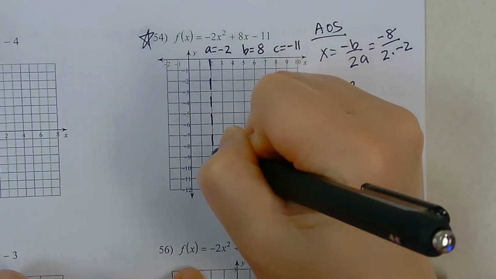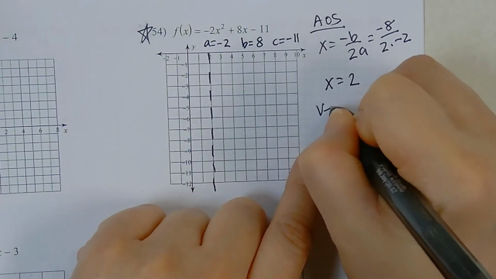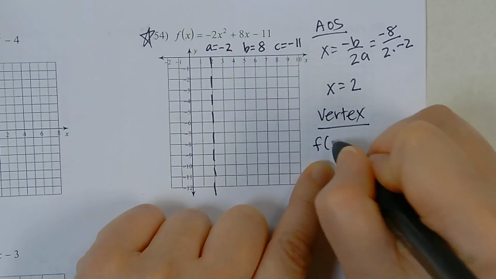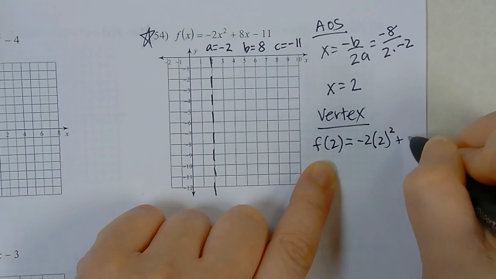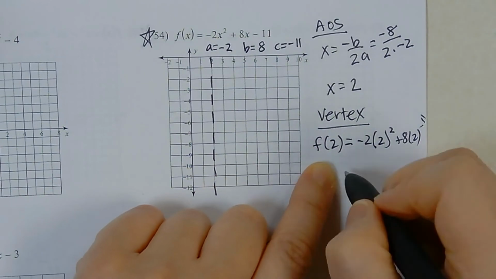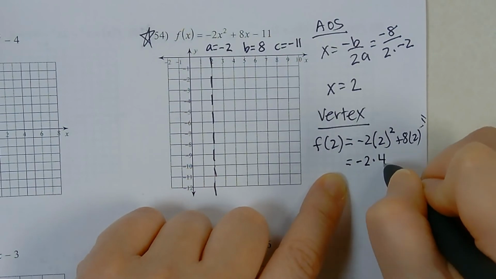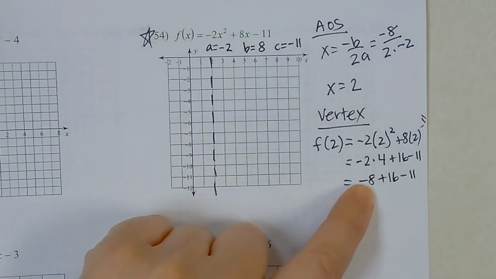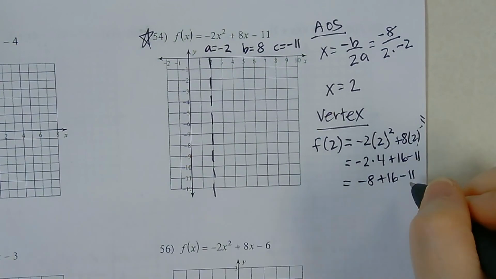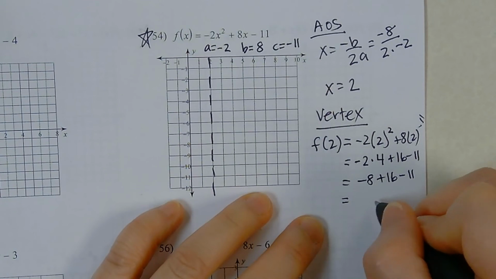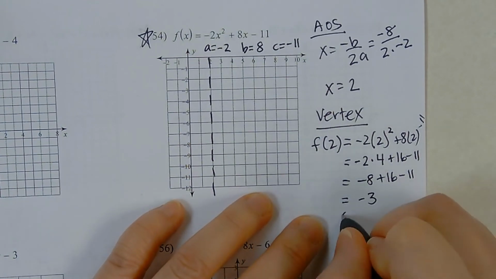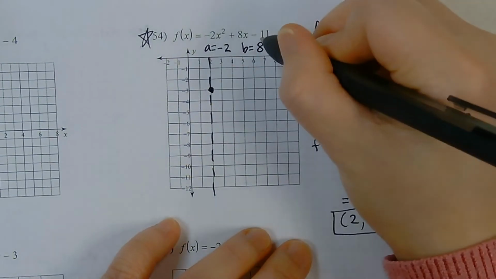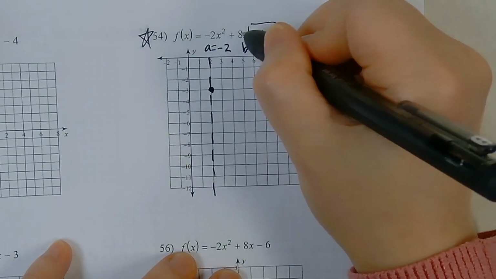So right here, AOS. How do I get my vertex? Vertex, remember, we're just going to plug in the x right there. So f of 2 is what we're doing. So negative 2 times 2 squared plus 8 times 2 minus 11. Running out of room. So order of operations says we do exponents first. So it's negative 2 times 4 plus 16 minus 11. So negative 2 times 4 is negative 8 plus 16 minus 11. Negative 8 plus 16 is 8. 8 minus 11 is negative 3. All right, so this is our vertex right here. When x is 2, y is negative 3. So on here, negative 3, just like that. And our y-intercept, remember, is when x is 0. So these become 0, and all we have left is negative 11.